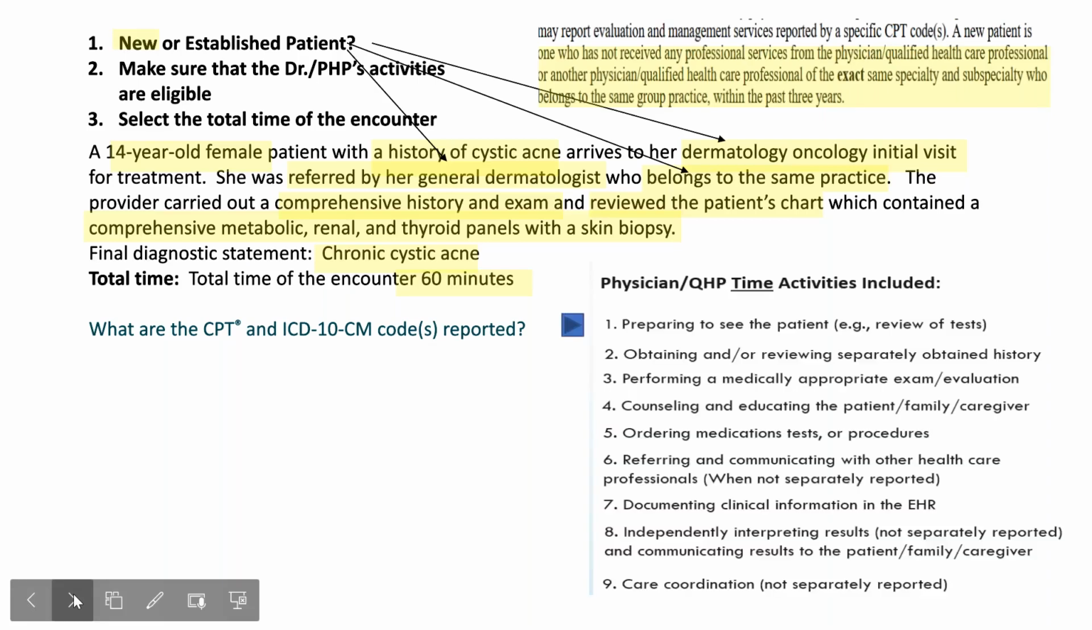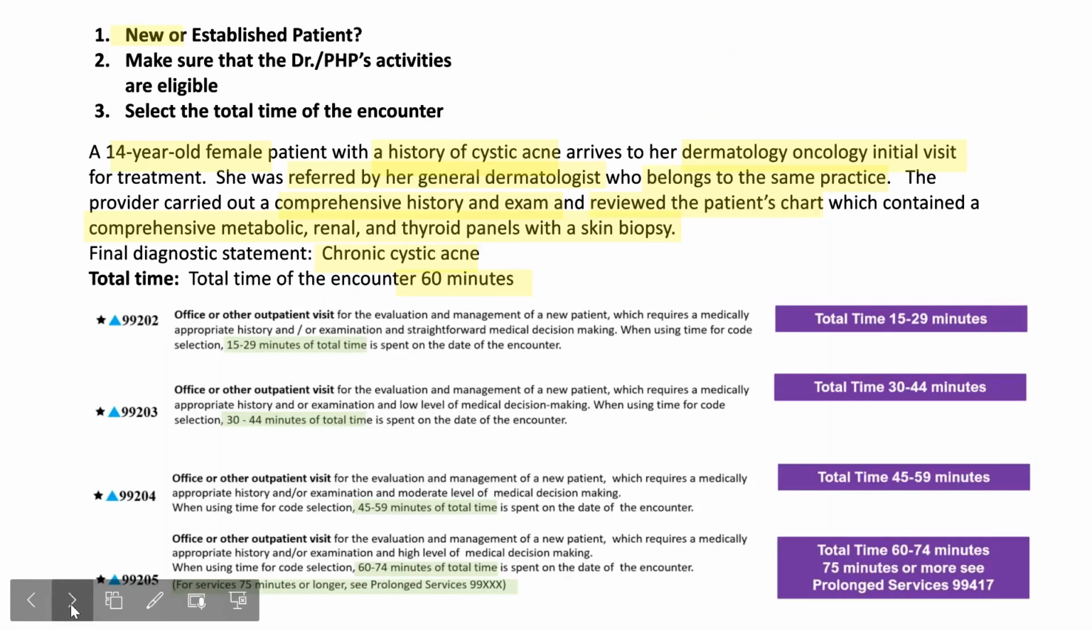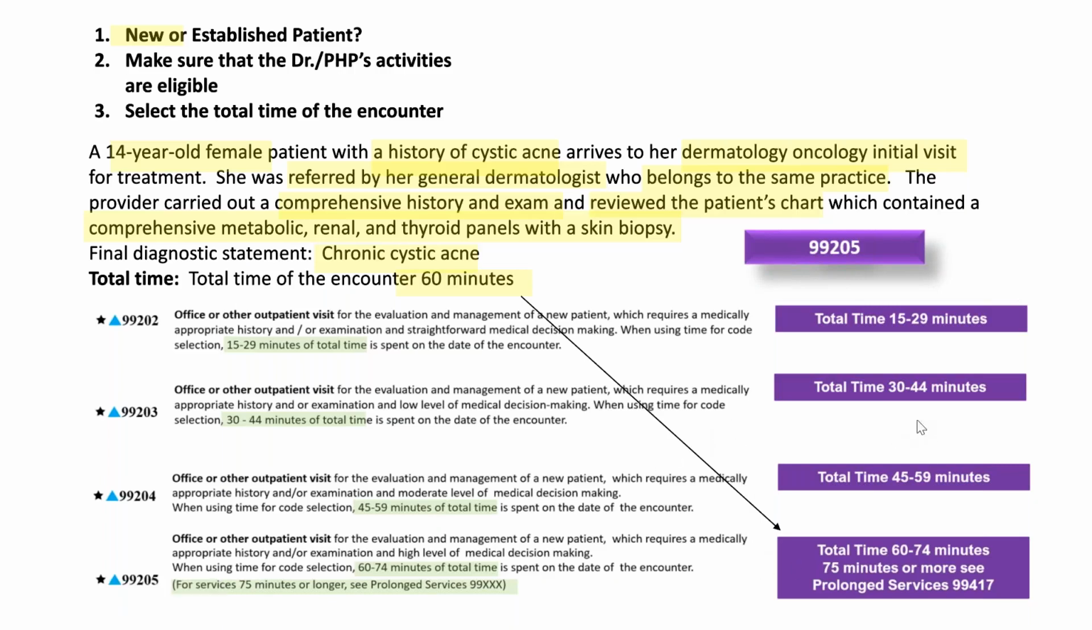So if we look at what his qualified activities were, preparing the patient, reviewing, separately time history, all of his activities count. So we would just select our time, and our new patient times are listed here. 60 minutes falls within that 99205, and that's it. So there is not another code for this one.